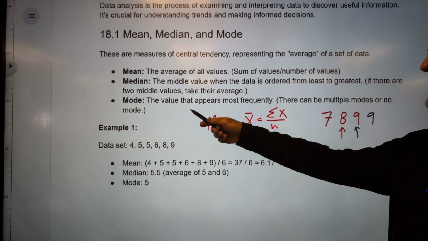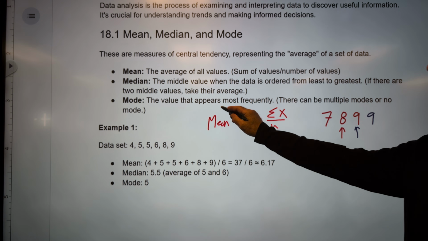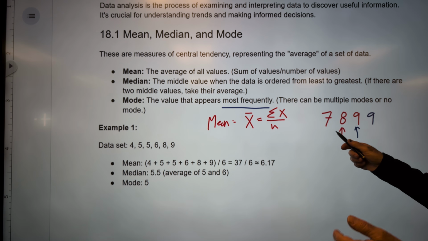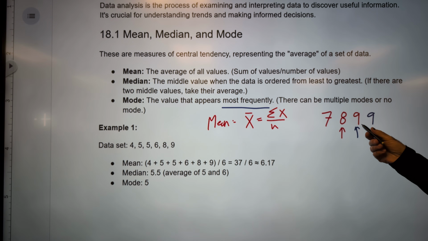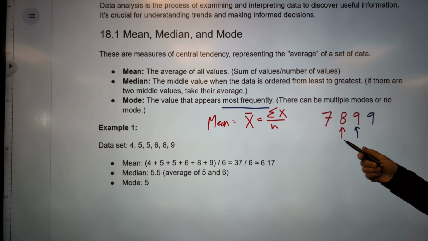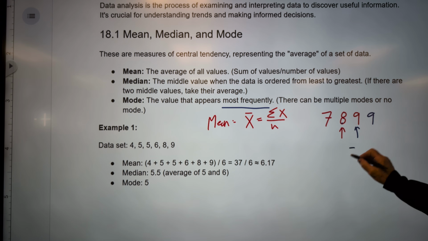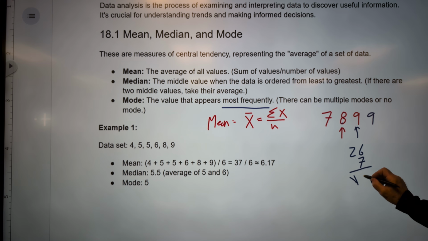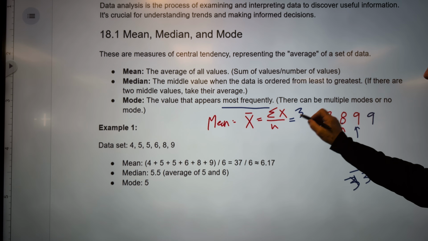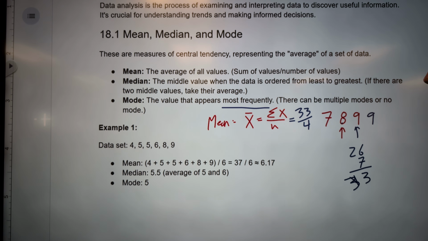And then the mode is the most frequent. So I have one 7, one 8, but I have two 9s. So the mode here would be 9. The mean here, I would add these 4 values up. 9 plus 9, 18. 18 and 8, 26. 26 and 7, 33. So the sum of all these values is 33. So the average would be 33 divided by 4.